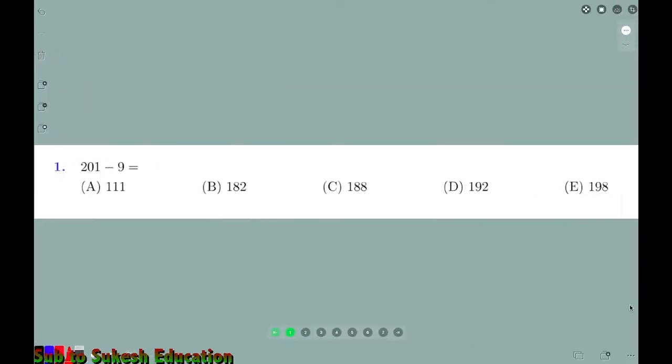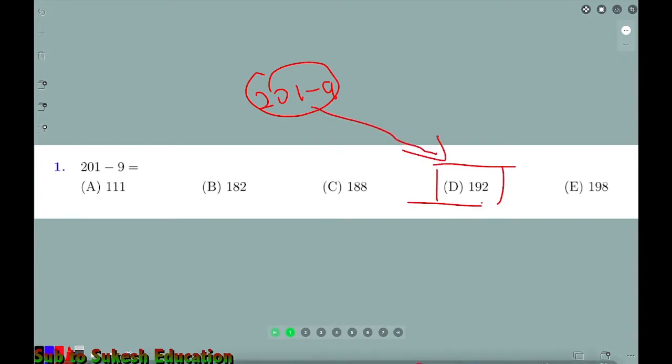Hey guys, so let's move on with question number 1. Question number 1 is 201 minus 9, which is a fairly straightforward question, and we know that the answer is 192, right? So now let's go on to the next question without wasting much time, because we got to be quick, guys.